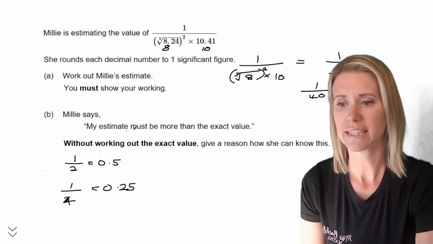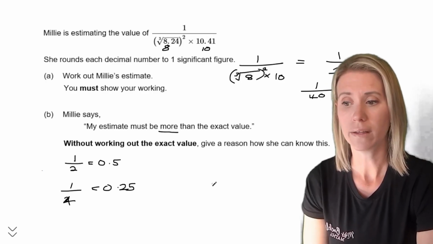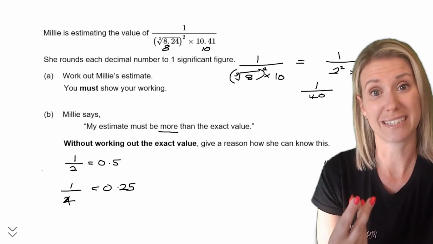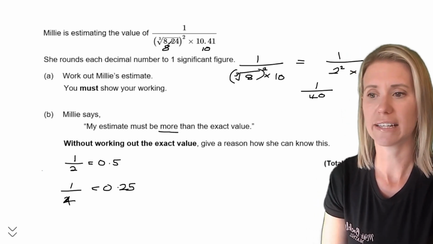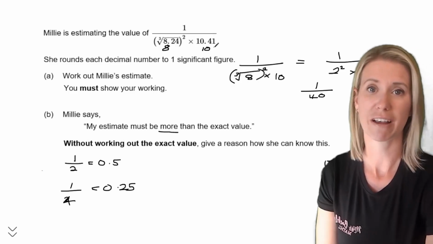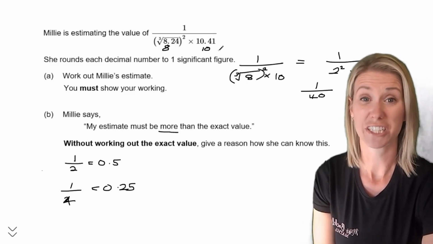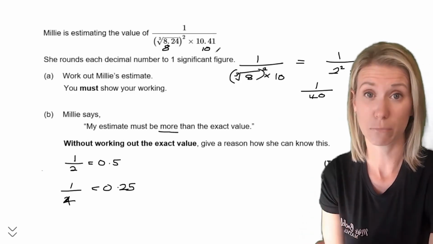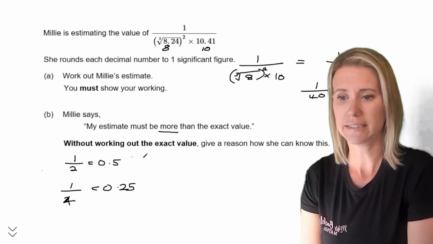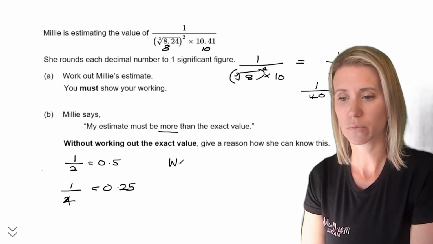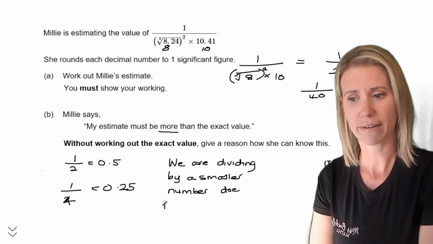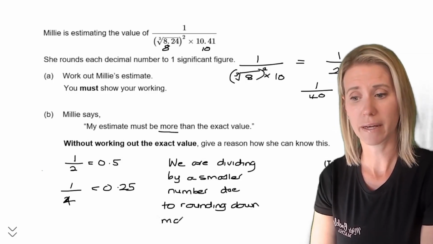So if she says it's going to be more, then she must be dividing by a smaller number, which means we must have rounded down. So let's have a look at our values. 8.24 has been rounded down to 8. 10.41 has been rounded down to 10. Therefore, she's correct. We're dividing by a smaller number. Therefore, our answer must be bigger. Okay, so give a reason how she can know this. We are dividing by a smaller number due to rounding down, making the answer bigger.